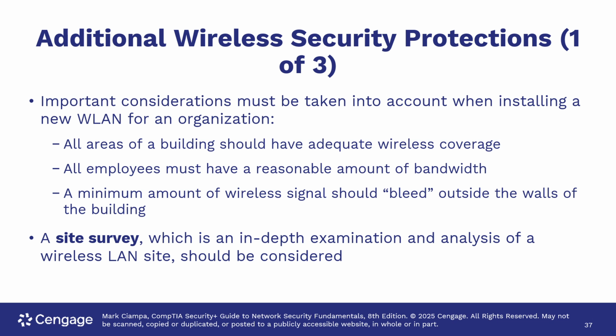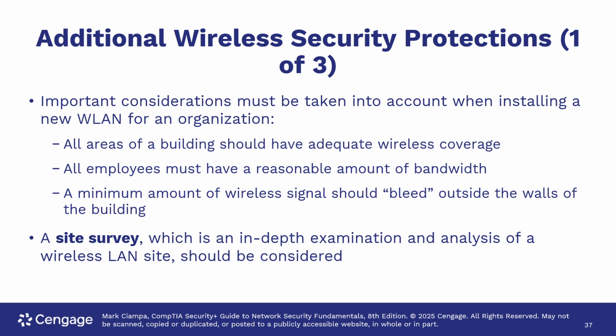Some important considerations must be taken into account when installing a new WLAN for an organization. All areas of the building should have adequate wireless coverage, which, as we'll talk about later, is what's called an overlap. So each of the wireless access points, if not set up in a mesh network, should overlap each other so that there are no blind spots or dead spots where someone doesn't have any coverage. All employees must have a reasonable amount of bandwidth. That's important too. You can't just give one person most of the bandwidth while the others are struggling along.